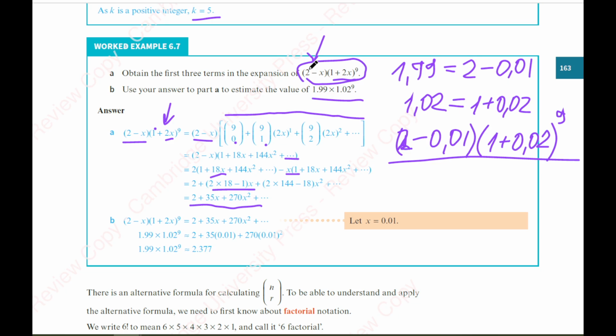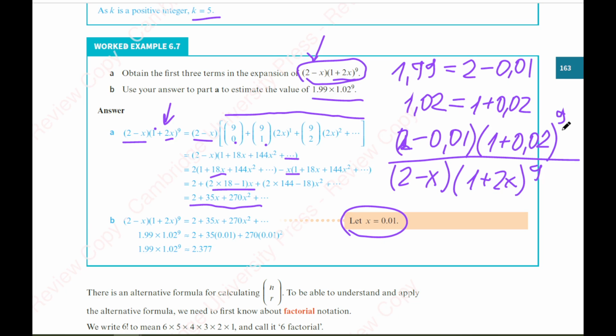And I like this method in this book because they do give you a lot of understanding afterwards of why you use those things. When you do this, you can have this x. You can see in this problem, you have basically 2 minus x, and here you have (1 + 2x)^9. And you can see that here you can use x equals 0.01 because it's exactly like that.